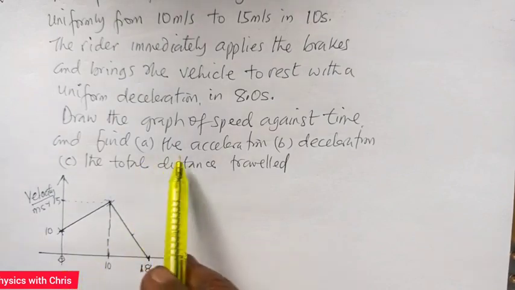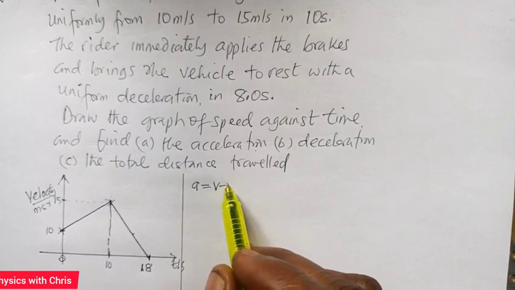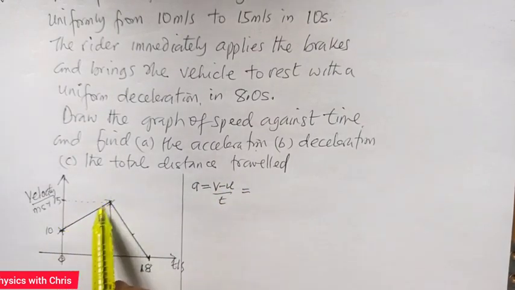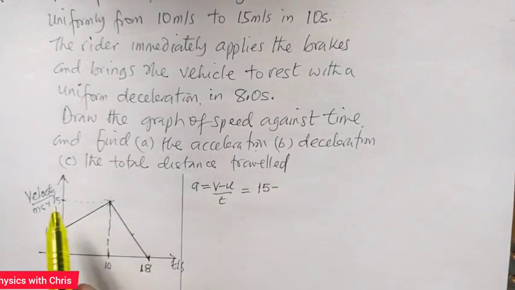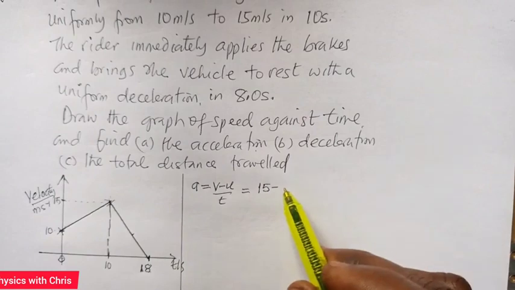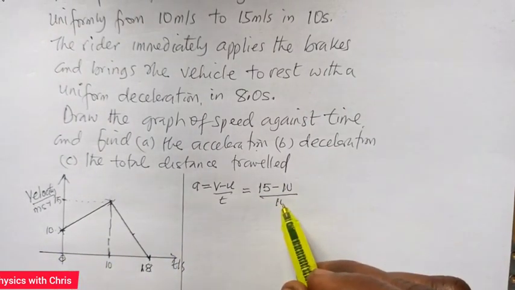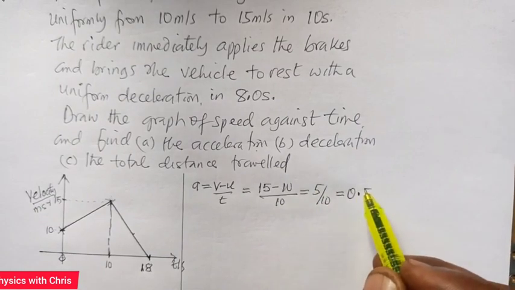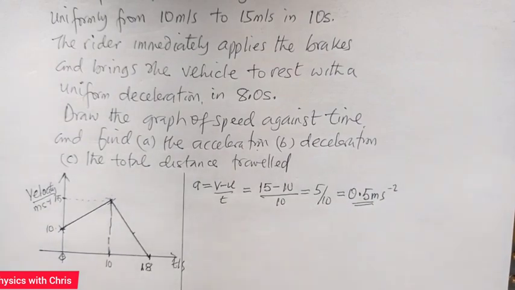To calculate the acceleration, we have to say acceleration is change in velocity over time, or the slope of this graph. The final velocity there is 15. That's my v. My u is 10. The time taken for the change is 10 seconds. That gives me 5 over 10, which is 0.5 meters per second squared. So that gives the acceleration of the vehicle.